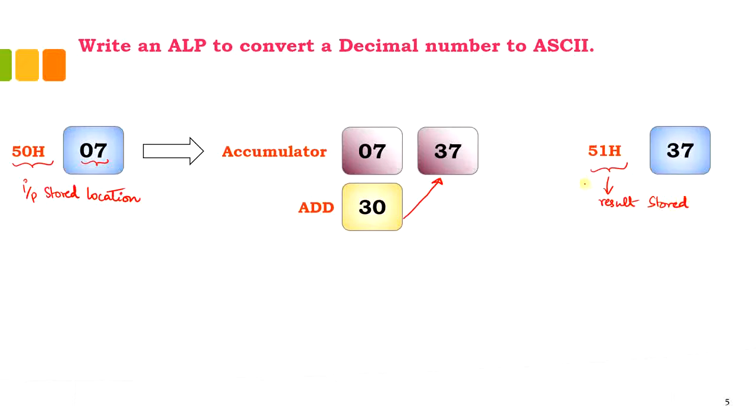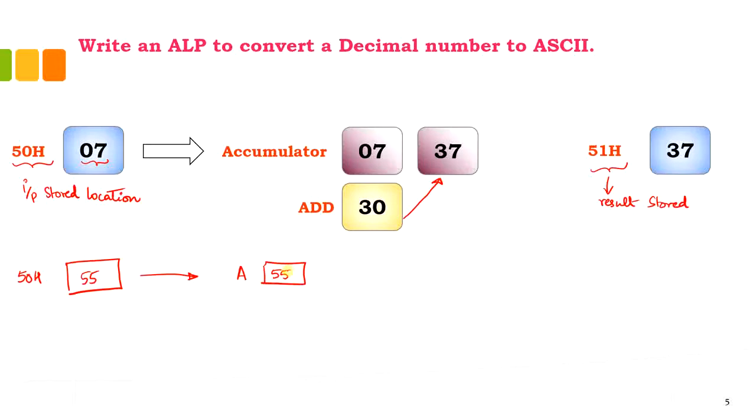So the result will be stored in 51H. If I consider the second example that I had considered, 55, so 55 was my content which was stored in the location 50H. First, initially I am going to move it to the accumulator. So the accumulator will be having 55.